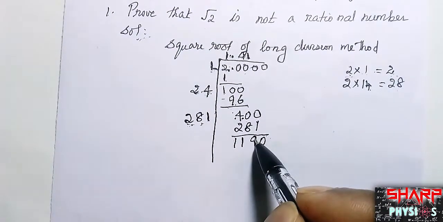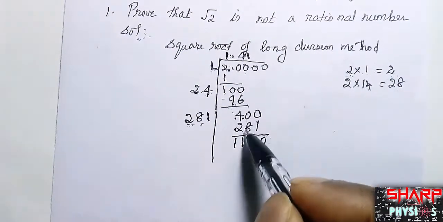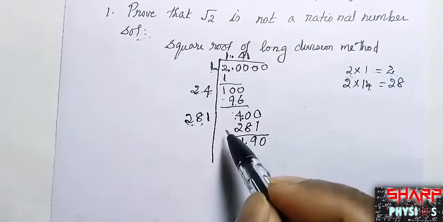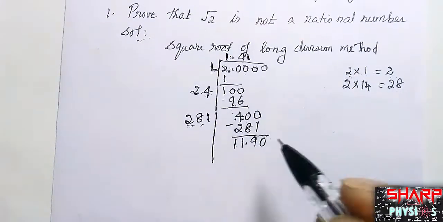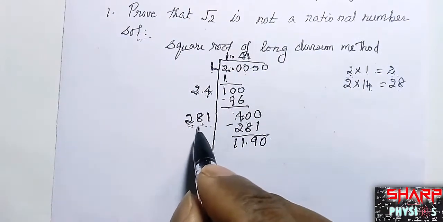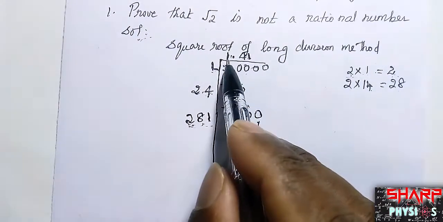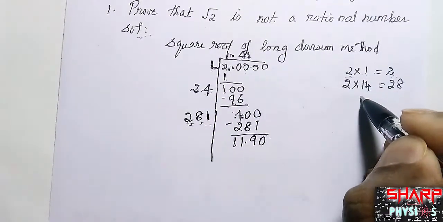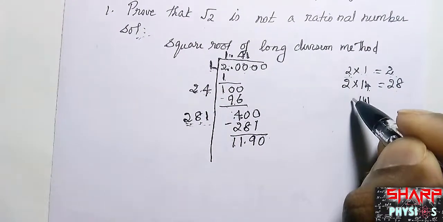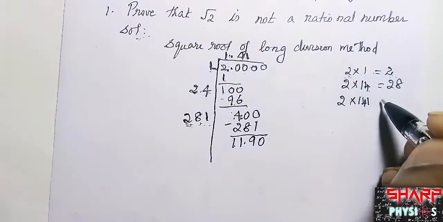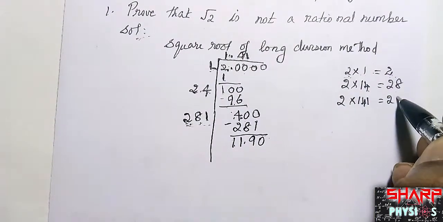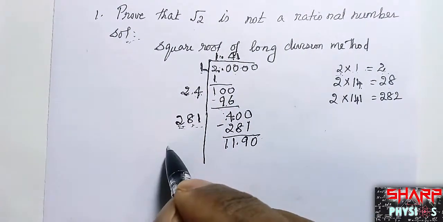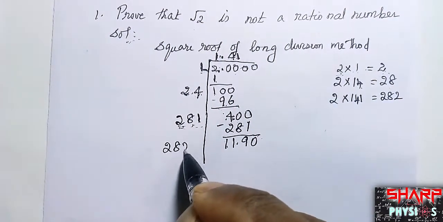If you subtract it, you get 9. You get 1 here, and you get 1 again here. Now you have 281 here and you have 141 here. So you write here 141 into 2, so you get 282. So what you have to write here is 282.